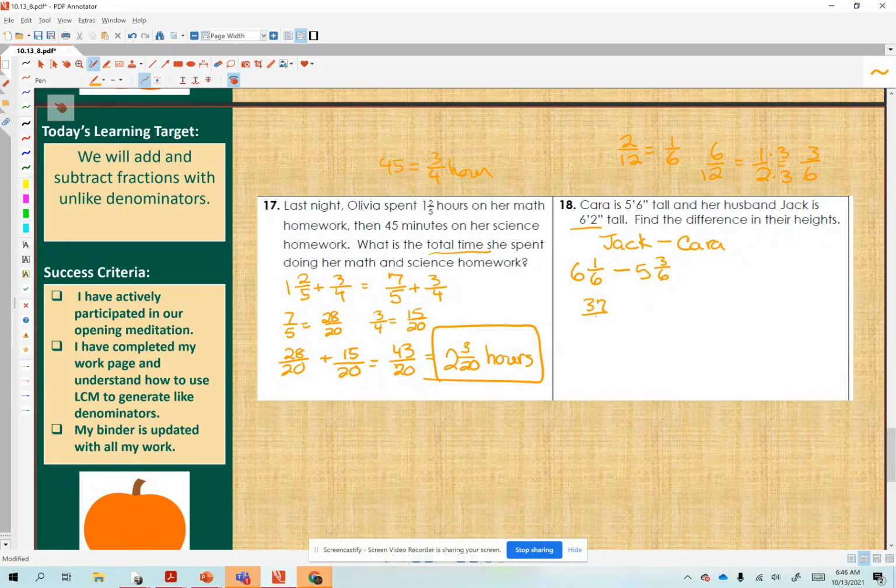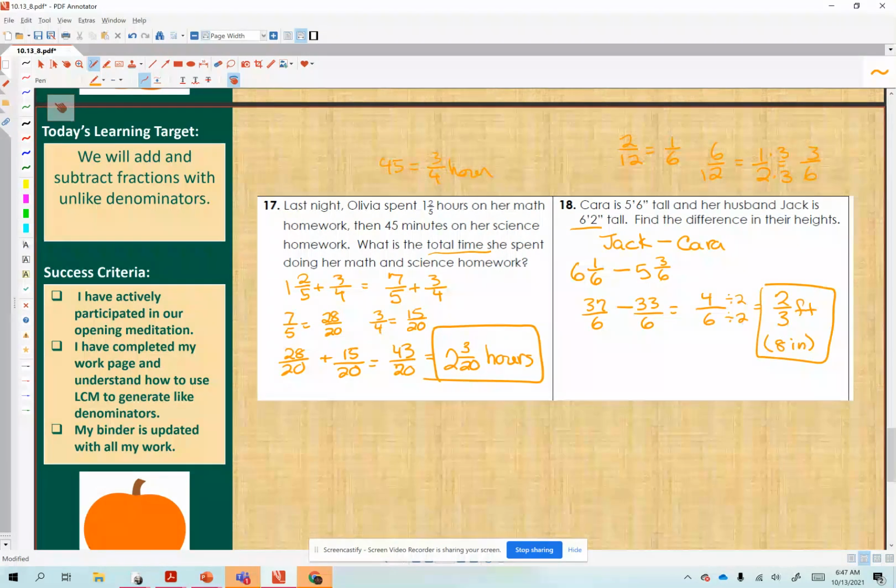We'll make them improper fractions now. Kara, 5 times 6 is 30 plus 3 is 33 over 6. Now we can easily subtract. 37 minus 33 is 4/6. If we divide both the numerator and the denominator by 2, we see that that equals 2/3. And that's 2/3 of a foot, which is also 8 inches because there are 12 inches to a foot. That's how much taller Jack is than Kara.